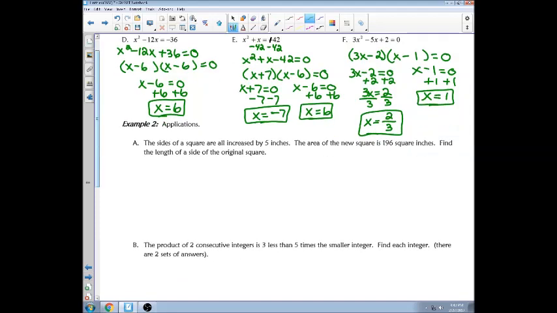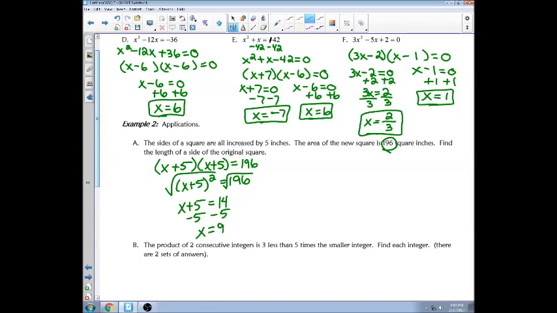The sides of a square are all increased by 5 inches. The area of the new square is 196 square inches. So what it's saying is that my side of my square is going to be x, and then it increases by 5 inches. Since all the sides of a square are the same, I'm going to multiply that by itself in order to find my area. So x plus 5 times x plus 5 would give me my new area of 196. Well, x plus 5 times x plus 5 can be rewritten as x plus 5 squared. From here, I can get rid of the squared by taking the square root, which would get me x plus 5 equals 14. At the end, it tells us to find the length of a side of the original square, so I'm going to subtract 5, because it told us originally that I had a side that had increased by 5, so then 14 minus 5 would get me 9 inches. Okay?